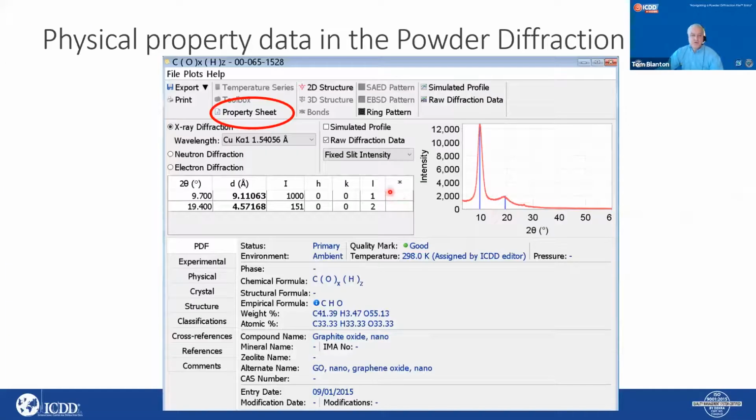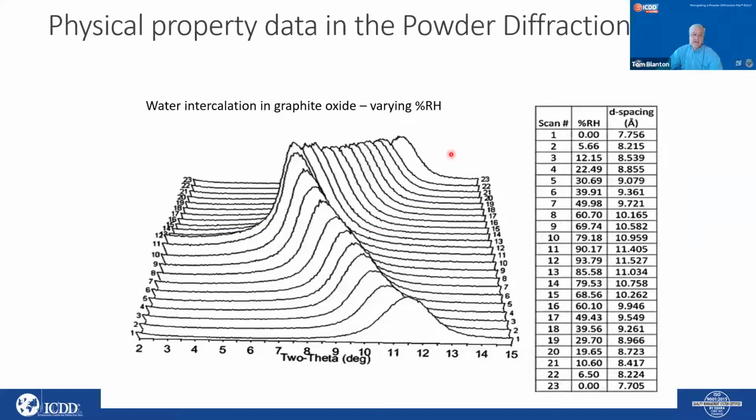Now, in addition to the diffraction data, you have property sheets in some of these entries. And if the property sheet icon is highlighted, you can click on that icon. This is an example of graphite oxide. And we've added additional diffraction data to show the effect of humidity on the 00L diffraction peak because water intercalates between layers of the graphite oxide. So as the humidity increases, the basal plane spacing also increases.